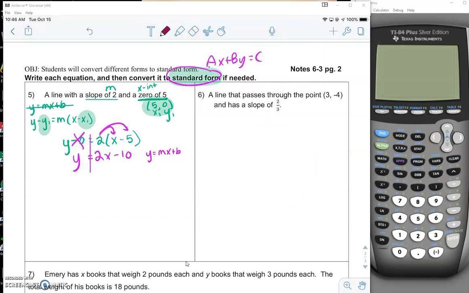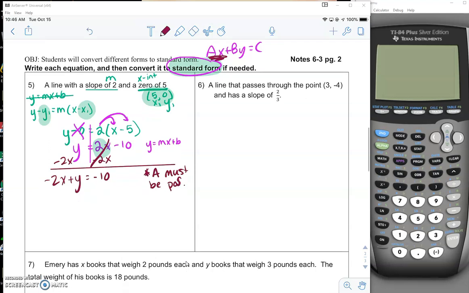To be in standard form, I need the part with x to be first. So to move 2x to the other side of the equation, since it's positive, we will subtract 2x and minus 2x. Negative 2x plus y is equal to negative 10. You will be tempted to stop here, but remember, a must be positive. The coefficient of x must be a positive number.